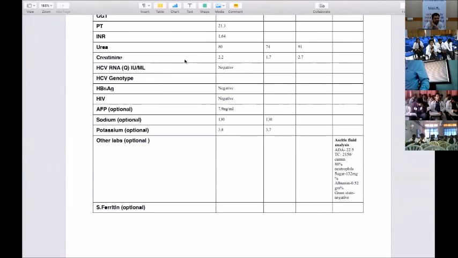Sir, any indication for steroids? No, he's having SBP, he's having active infections, active sepsis. So there's no role of any steroids. Okay, sir. Thank you.